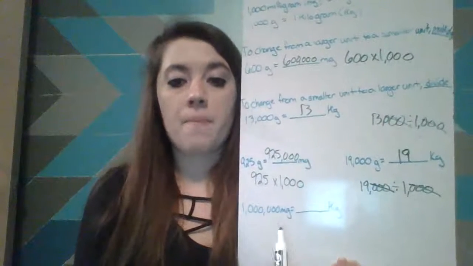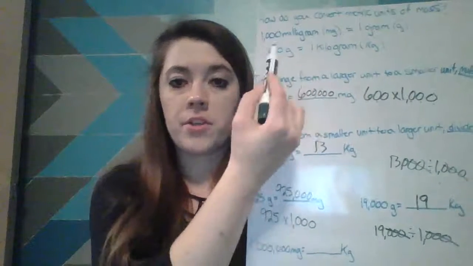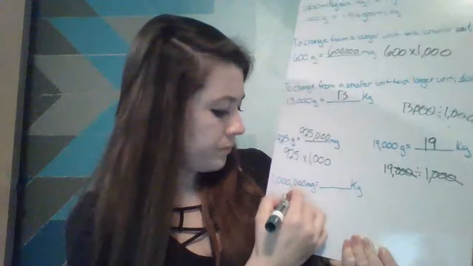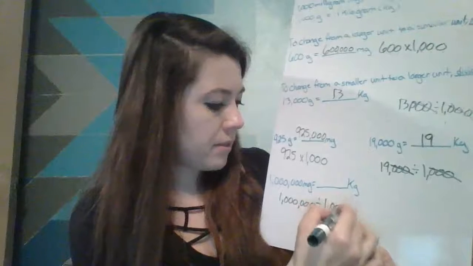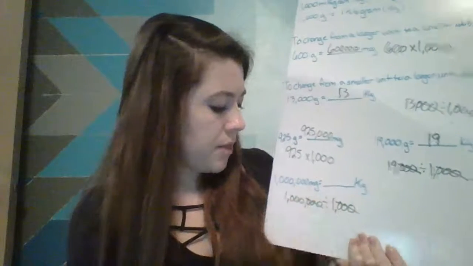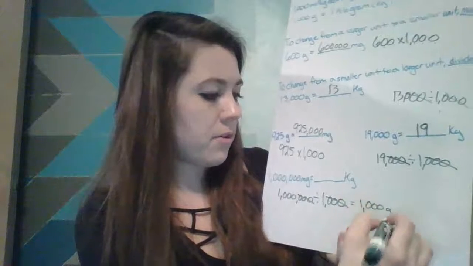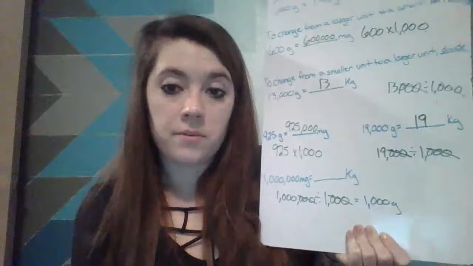So going from the million milligrams to grams, well, there's 1,000 milligrams for every gram, so we're going to take our 1 million. We're going to divide it by 1,000. So the zeros, those three go away. So we're left with 1,000 grams. So 1 million divided by 1,000 gives us 1,000.